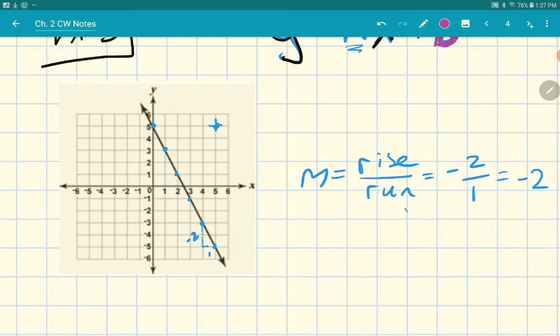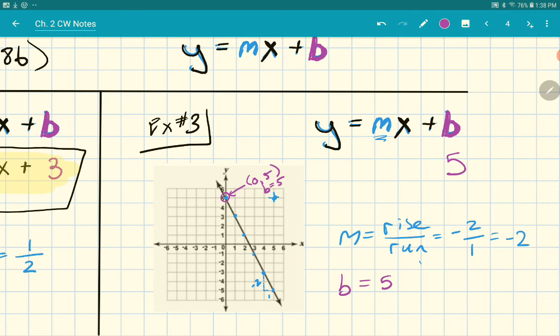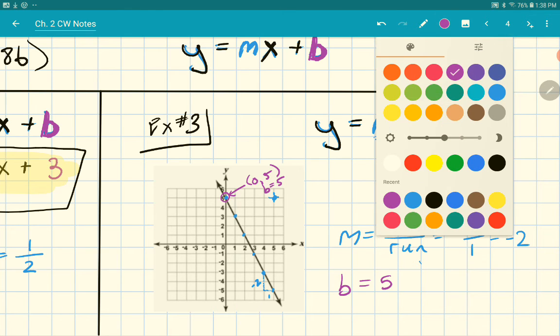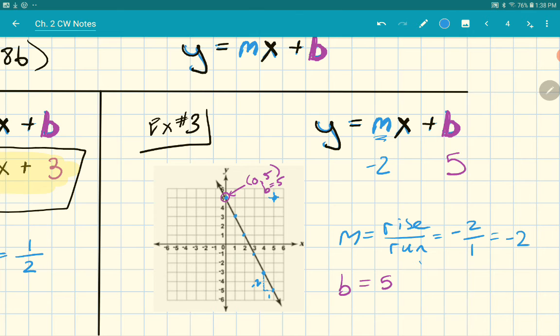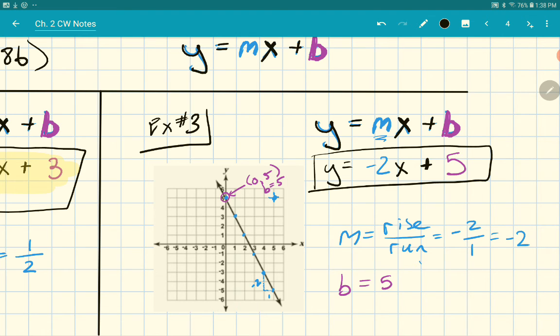And for my y-intercept, I look to see where it intersects the y-axis and what that y value is. It intersects the y-axis at the point (0, 5), which tells me that b is 5. So now I'm just going to plug this into my generic equation: the -2 for the slope and the 5 for the intercept, with the y equals and the x, and b is positive, so that plus sign works. And there's my slope-intercept form.